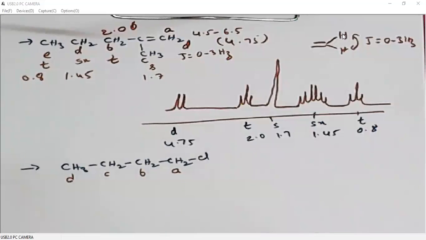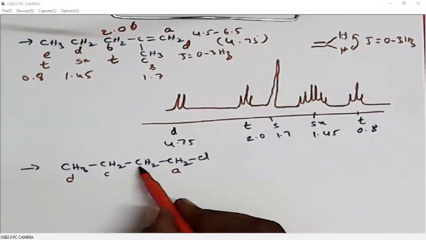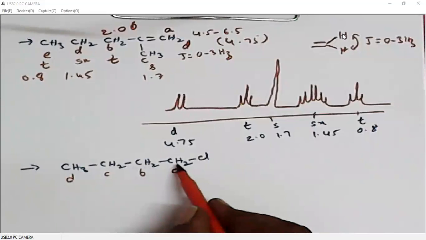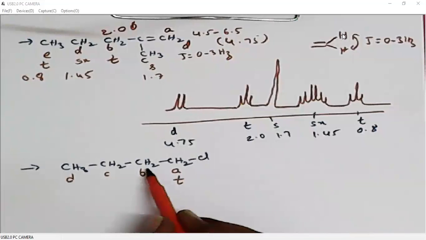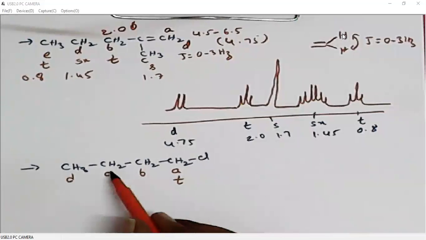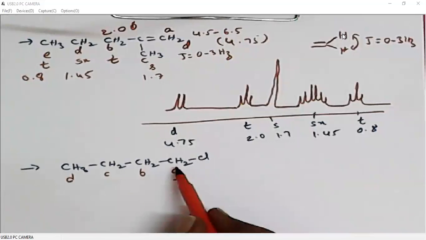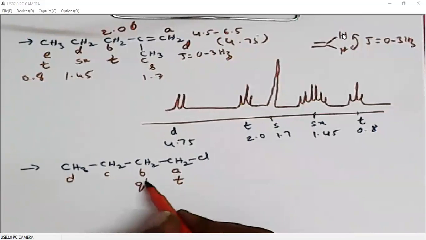Now we will try to predict the multiplicities. These two protons have two alpha protons. On this side we have chlorine, but on this side we have a carbon bearing two protons. So it has two alpha protons. According to the n+1 rule, 2 + 1 is 3, it gives a triplet. Now coming to these two protons, they have two alpha protons on the right side and two alpha protons on the left side. So altogether we have four alpha protons. According to the n+1 rule, 4 + 1 is 5. So it is a quintet.